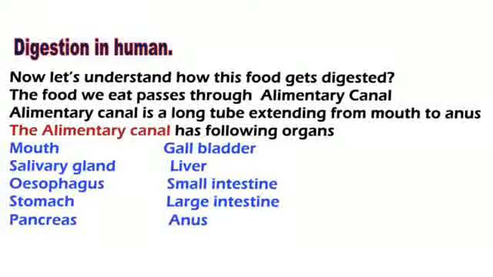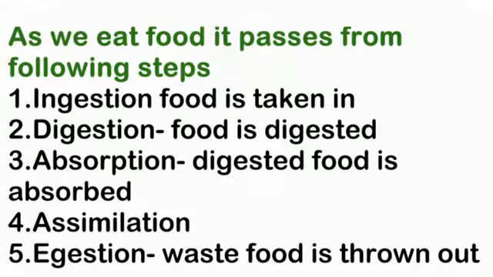So we'll see in detail the various steps in the digestion process. We are taking food, so where does it go? That we'll see step by step. First is ingestion: we are taking the food. Then digestion: the food is getting digested. Then absorption, then assimilation, then egestion. Egestion is when we throw out the food as waste material from our body.